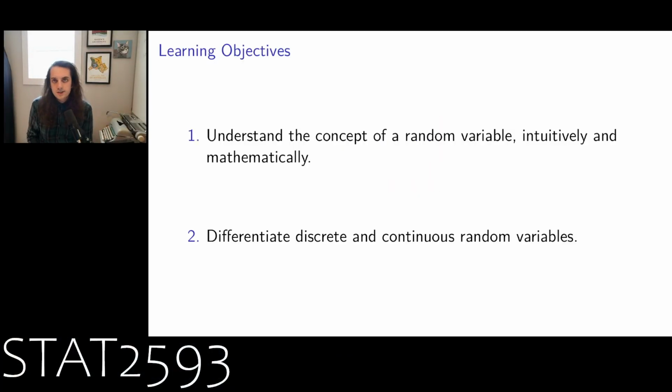So, in general, the two objectives that we have today are to understand the concept of a random variable, and again, we want to do this intuitively as well as mathematically, as well as to differentiate both discrete and continuous random variables. So we saw when we were doing descriptive statistics that differentiating discrete and continuous variables was important. We're going to have a similar differentiation here.